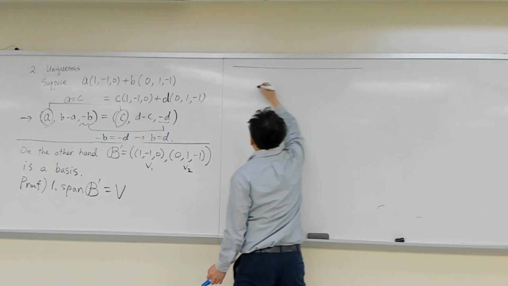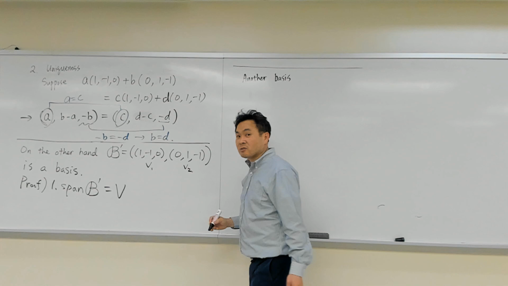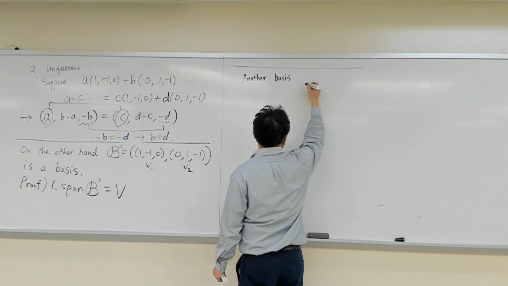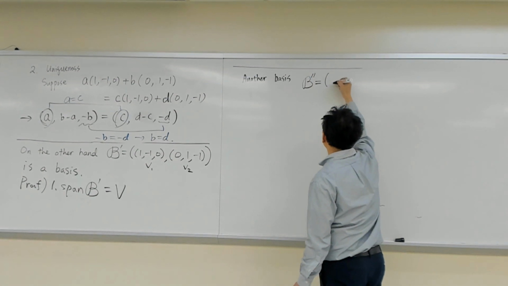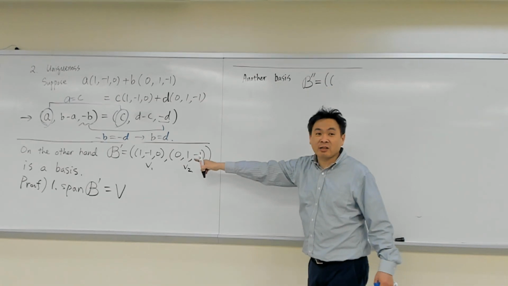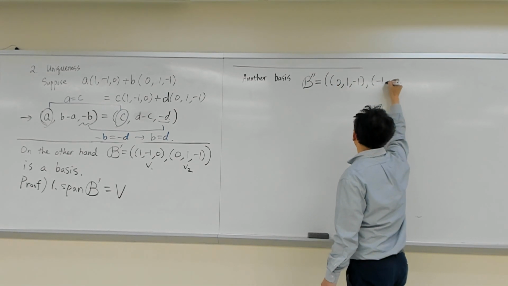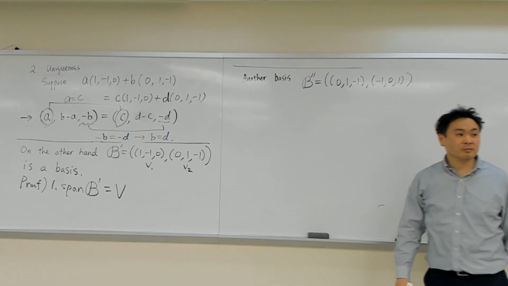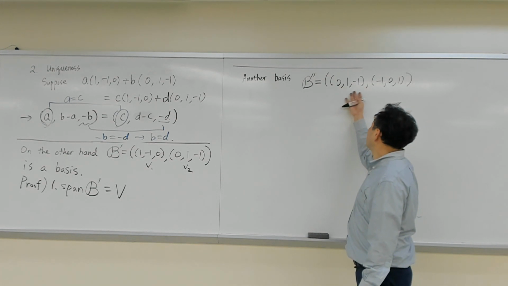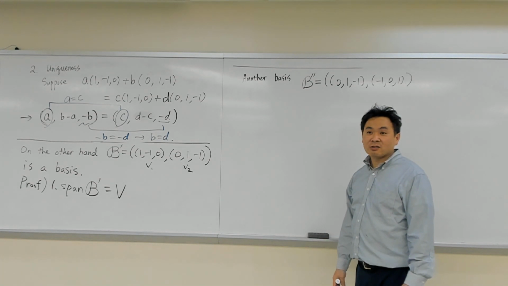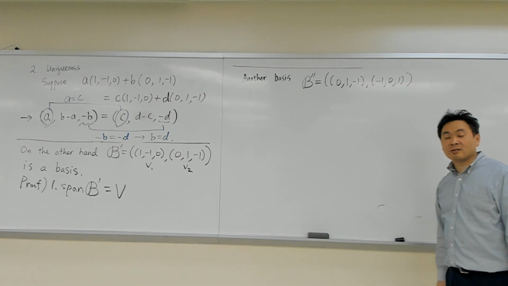So, another basis. What's another basis? Another basis is, let's say, double prime. Just delete the first guy and keep the other two. Okay. So we have 0, 1, negative 1, and then negative 1, 0, and 1. Okay. Now I'm not going to bore you with details after this, but you can show that this again spans the same V, and it also satisfies the uniqueness. Okay. So that's another basis.